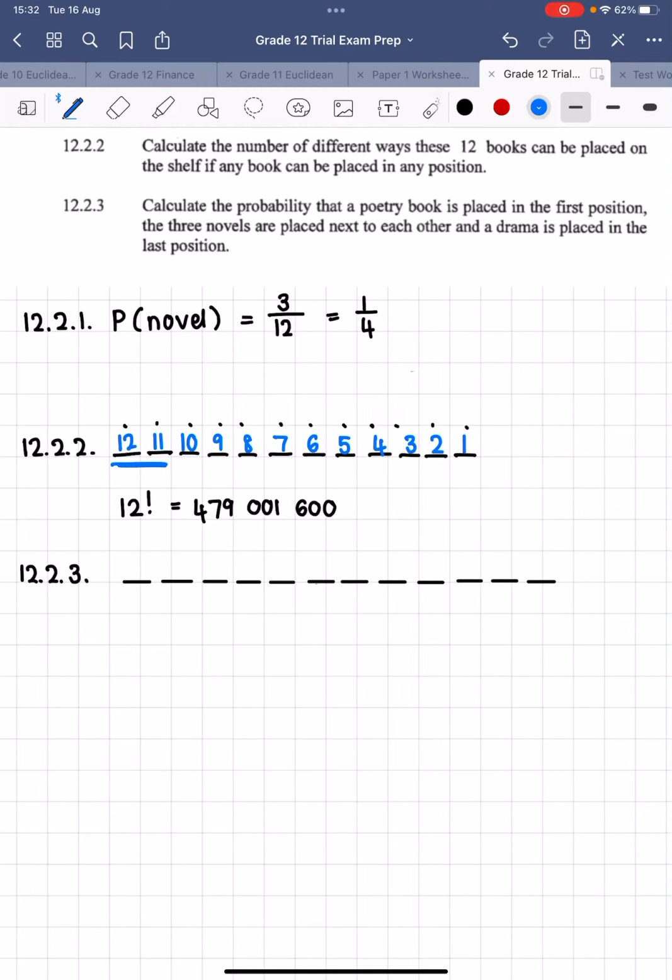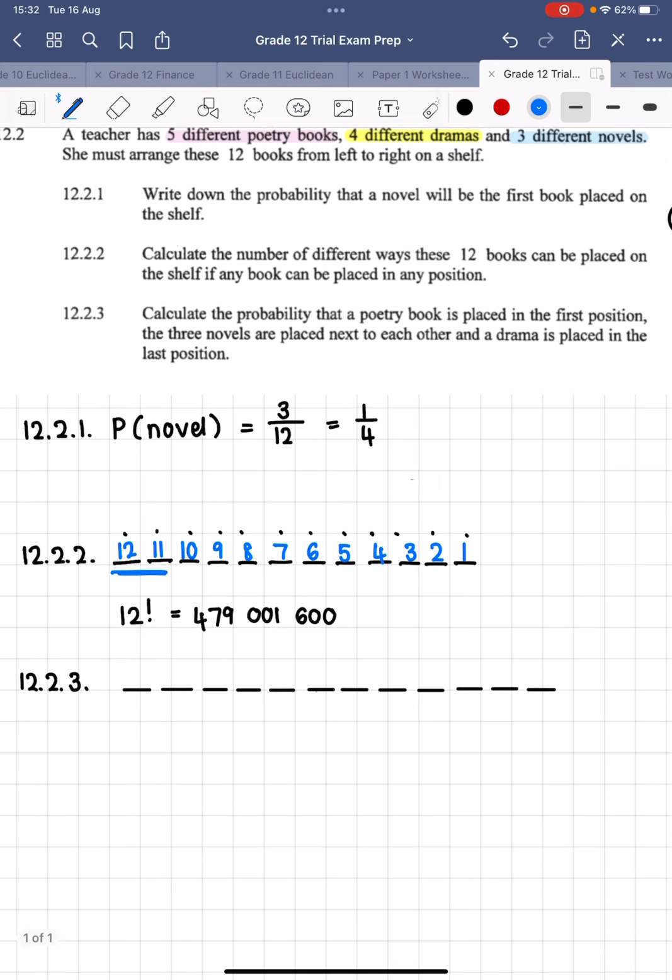Okay, welcome back to part 2 of the counting principle question that we are doing today. So 12.2.3, the very last question. This is quite complicated, so I decided to do a separate video just on this one. They're saying that we need to calculate the probability that a poetry book is placed in the first position.